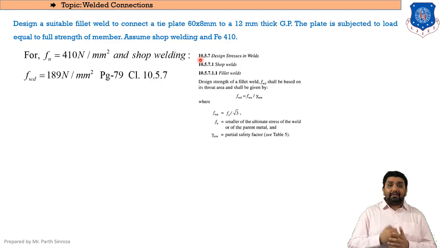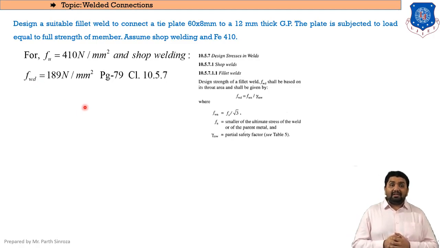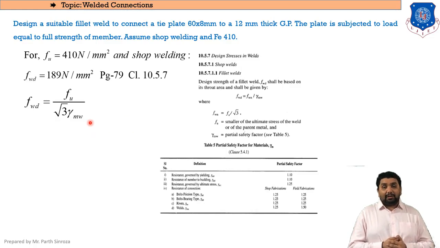For that we need to refer to page 79 and clause 10.5.7. In clause 10.5.7 you can see that FWD, where F stands for stress, W stands for weld, and D stands for design, is the design weld stress. The equation is given as FWN upon gamma MW. And the FWN equation is also mentioned below, that is FWN equal to FU by root 3. So equating everything, we get the final equation as FWD equal to FU upon root 3 gamma MW.